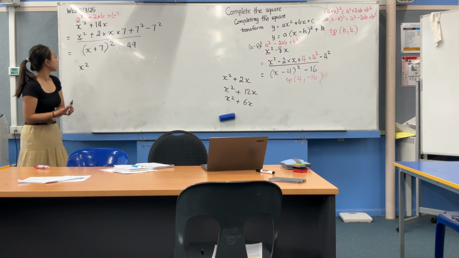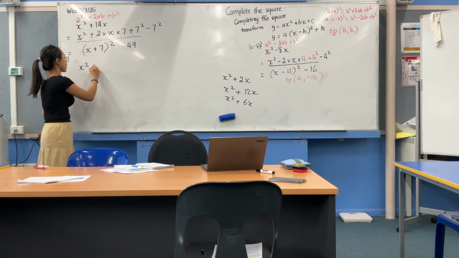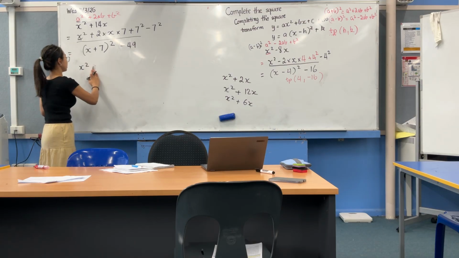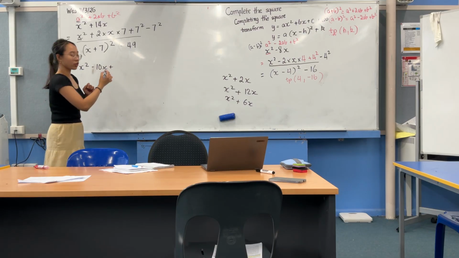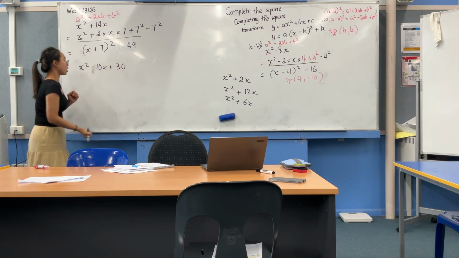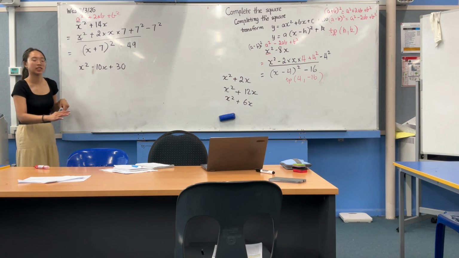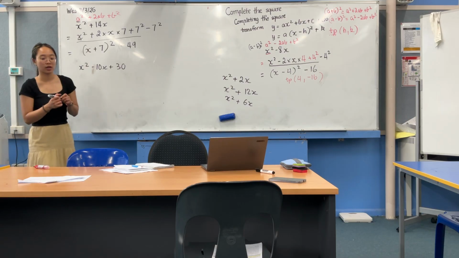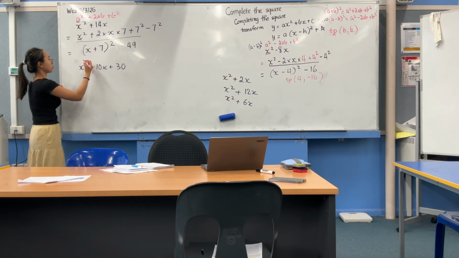Alright, now let's say you have another three terms: x squared minus 10x plus 30. Same process, nothing changed. We're going to follow exactly the perfect square formula. So it doesn't matter if you have two terms or three terms, the same process applies.